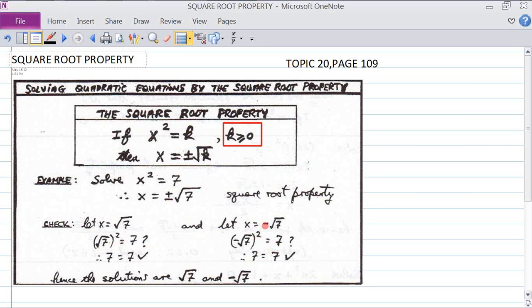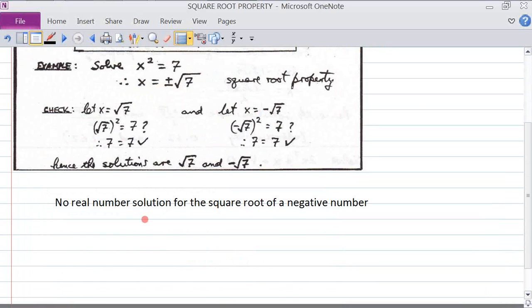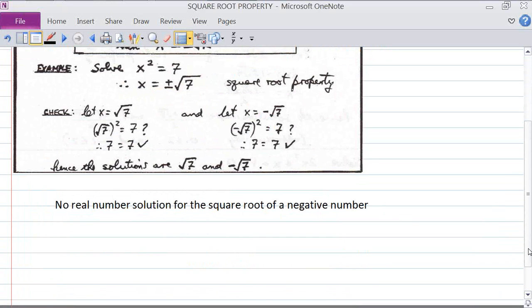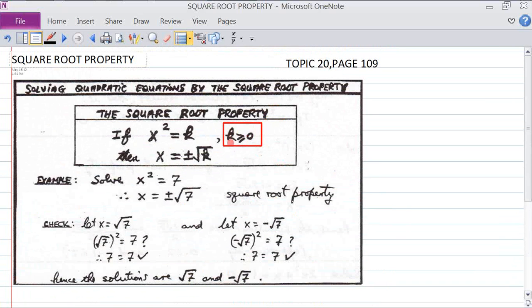Same thing if we take the other solution, which is minus root 7, and we square it. A minus times a minus is a plus. Square root of 7 times square root of 7 is square root of 49. Square root of 49 is 7. And the right-hand side of this is 7. So there's no real number solution for the square root of a negative number, and that's why we say that the number has to be greater than or equal to 0.